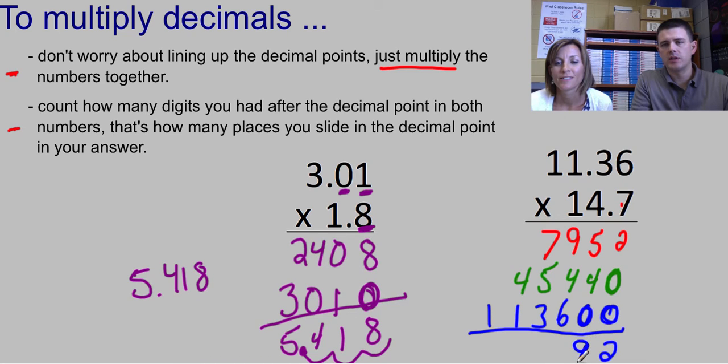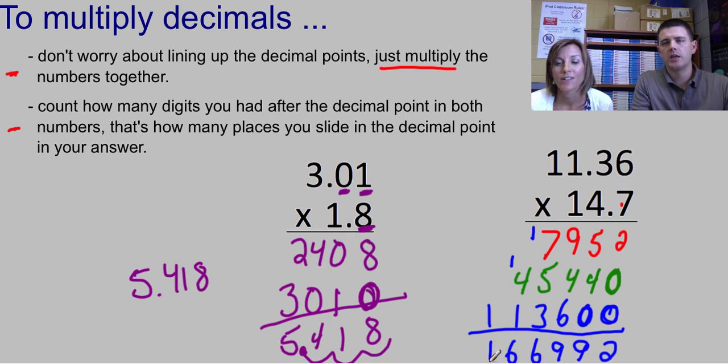5 plus 4 is 9. 9 plus 4 is 13. Plus 6 is 19. 1 plus 7 is 8, plus 5 is 13, plus 3 is 16. 1 plus 4 plus 1 is 6. And a 1.